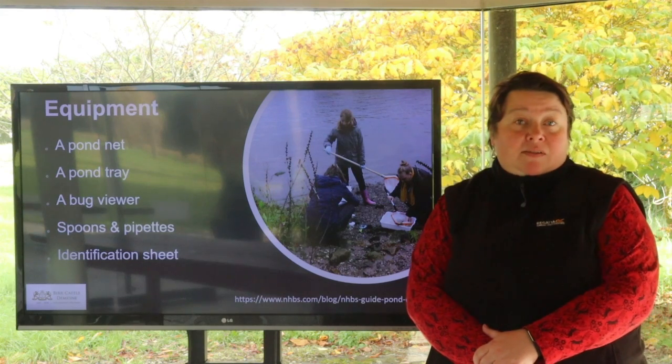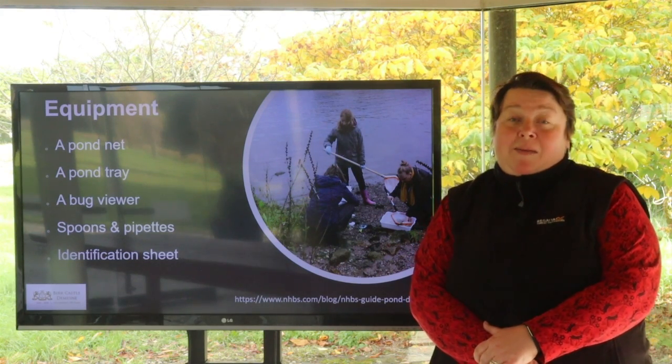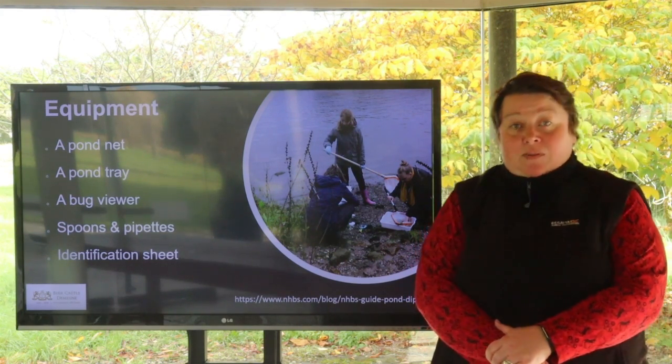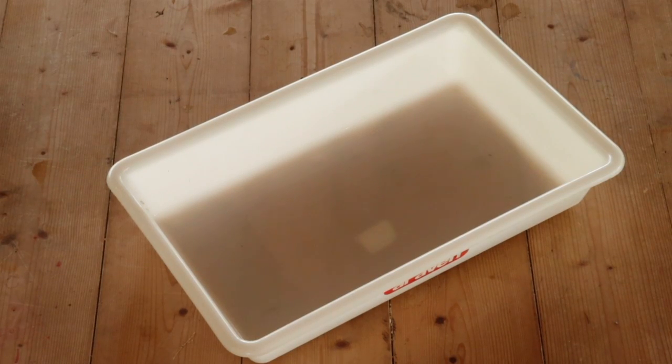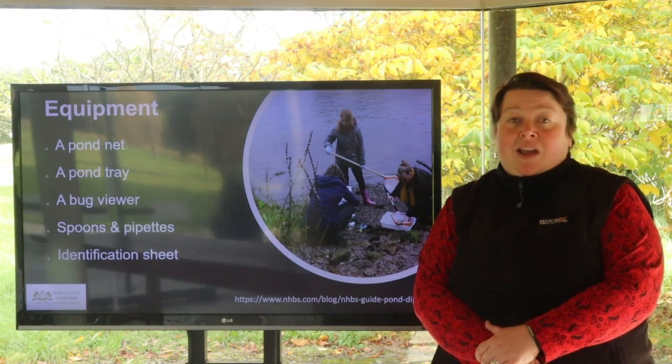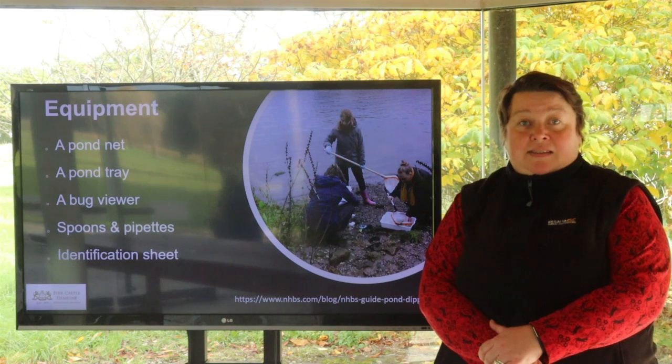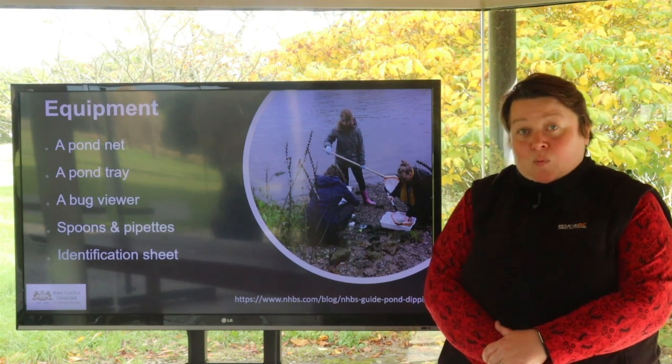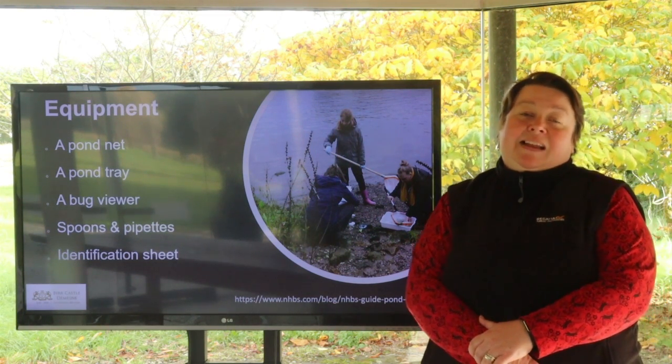Once we have our pond net swept, we would empty it into a pond tray. This is a white tray which will allow us to sort through the catch and see if we can find any insects. It's important that the tray is white because then the insects can be seen clearer.